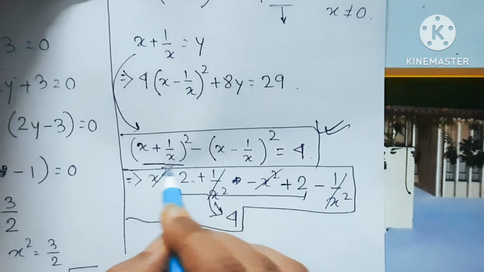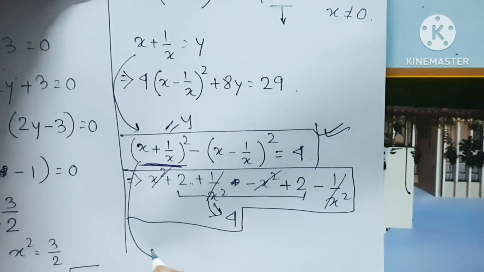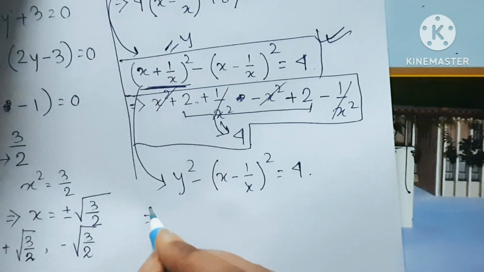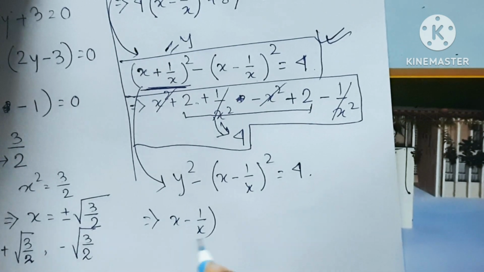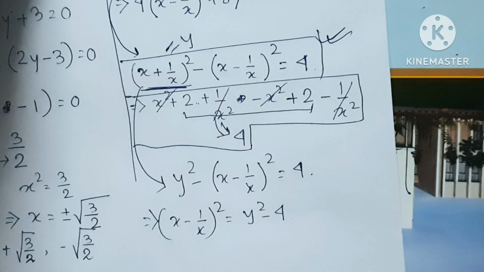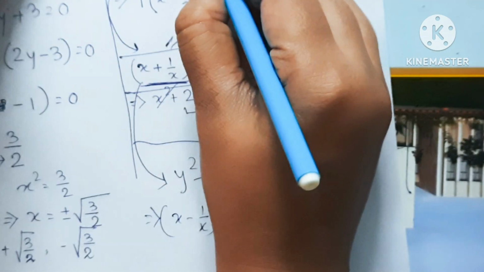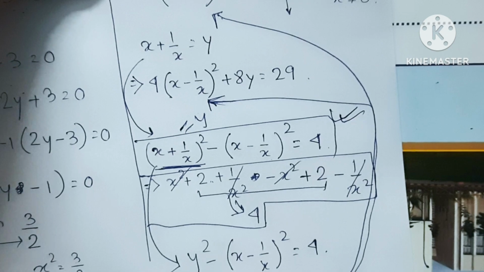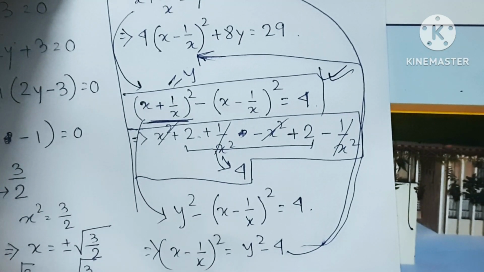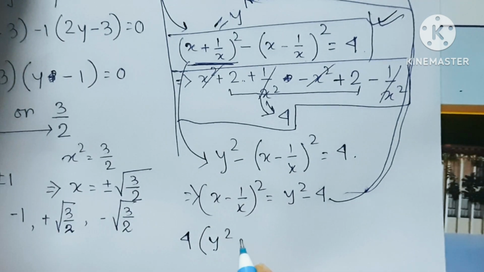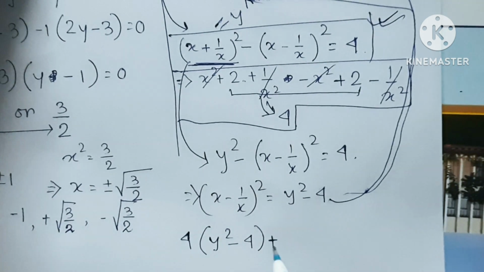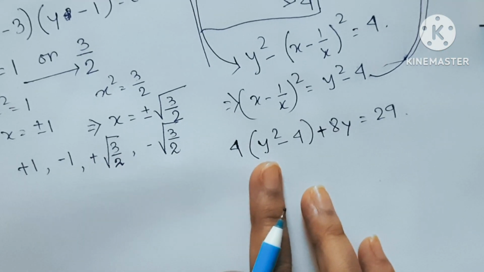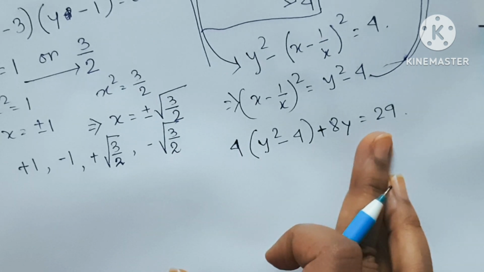See here, this is equal to y. So, you will get from here y square minus x minus 1 by x whole square equal to 4. So, x minus 1 by x whole square equal to y square minus 4. Okay. So, you can put this into this one. So, what you will get? 4 into y square minus 4 plus 8y equal to 29. Understood? 4 into y square minus 4 plus 8y equal to 29.